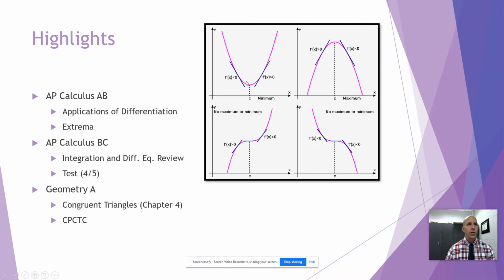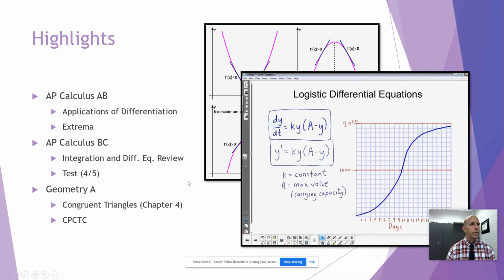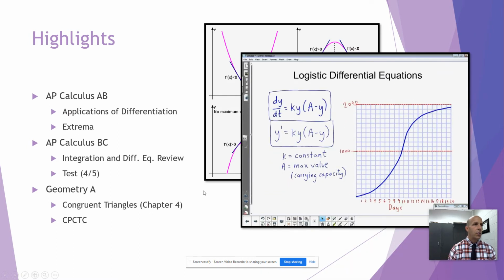And essentially, the first derivative test says that if you've got a function and it has some critical number c, then the function will have a relative minimum if the first derivative changes sign from negative to positive at that critical number. In Calc BC, we have basically finished up our review of integration and differential equations.